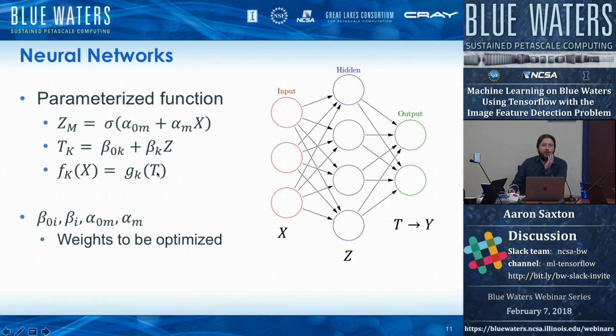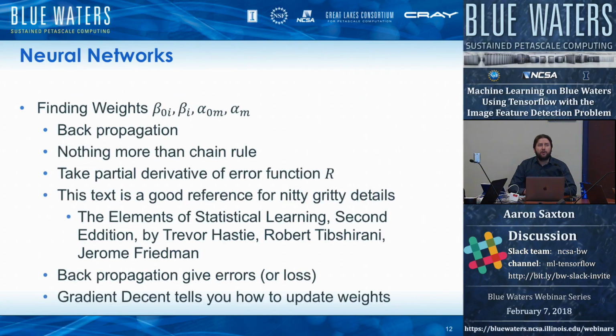So the goal here, all these betas and alphas, are weights to be optimized, just like in that least squares problem. So the goal is finding these weights. The magical piece of calculus that does this is an operation called backpropagation. I'll go into a little bit of this detail in a second. I feel like I'm talking way too much about this, so I'm probably going to gloss over this a little bit quickly. Backpropagation is nothing more than fancy chain rule. So take partial derivatives and work your way back through your network.